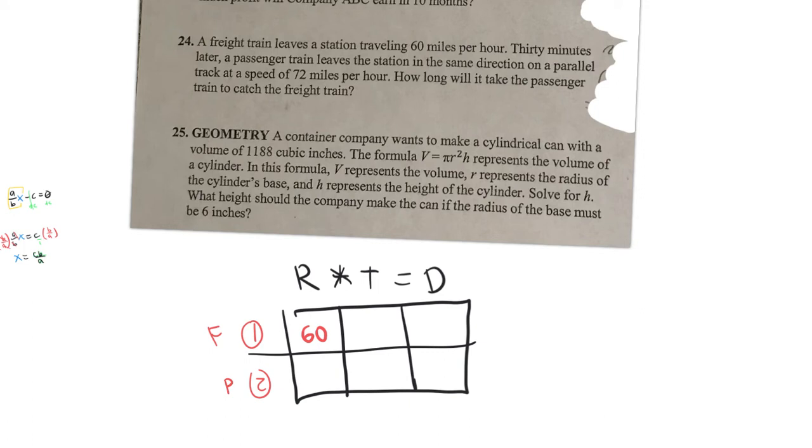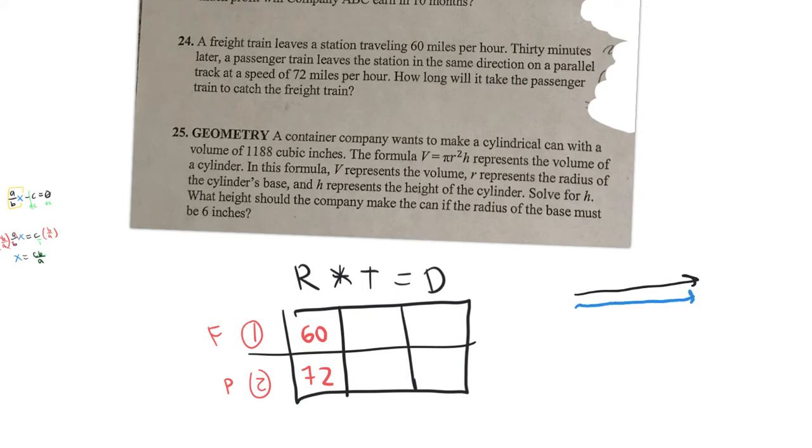30 minutes later, a passenger train leaves the station in the same direction on a parallel track at a speed of 72. So this one's going 72. We want to know how long it will take the passenger train to catch the freight train. So we have the freight train moving in this way, right? And then you have the passenger train, which is eventually going to catch up with the freight train.